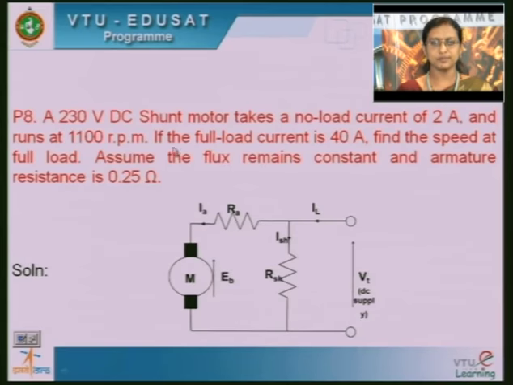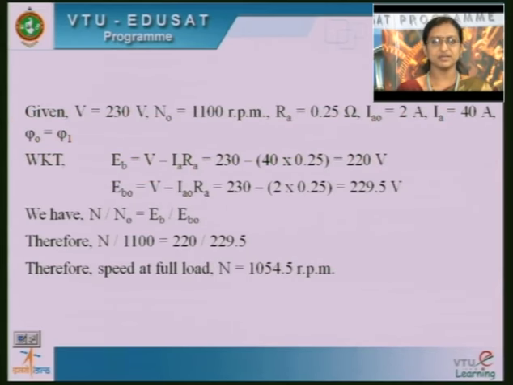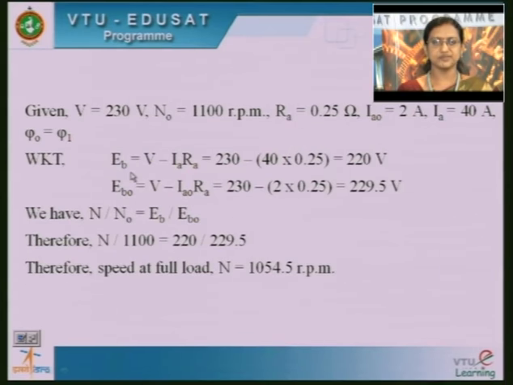In this problem, brush contact drop is not mentioned, so it is not necessary to take it, since it is negligibly small; we are neglecting it. EB is equal to V minus IARA. Substitute the value of IA, substitute the value of RA, then we have 230 volt, that is the supply voltage. So, this 220 volt is the answer for the first case.